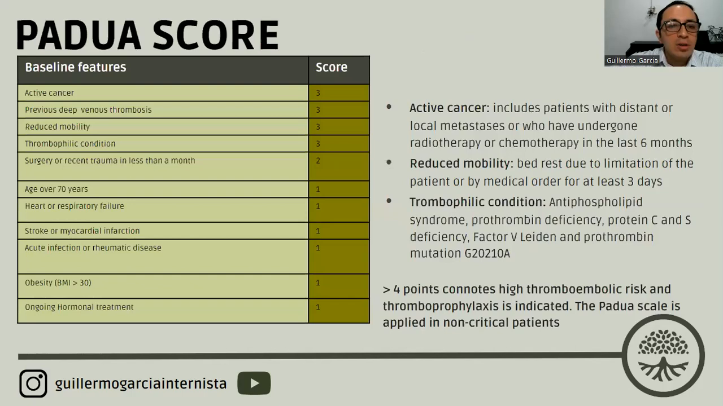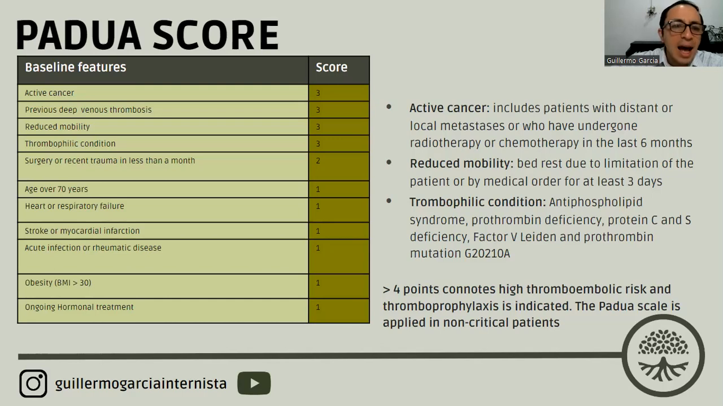The Padua score contains the following variables: active cancer, previous deep venous thrombosis, reduced mobility, thrombophilia. The previous features score 3 points each. Surgery or recent trauma in less than a month scores 2 points. And age over 70 years, heart or respiratory failure, acute myocardial infarction or stroke, acute infection or rheumatic disease, obesity with a body mass index of 30, hormone treatment in progress. The above scores 1 point each.